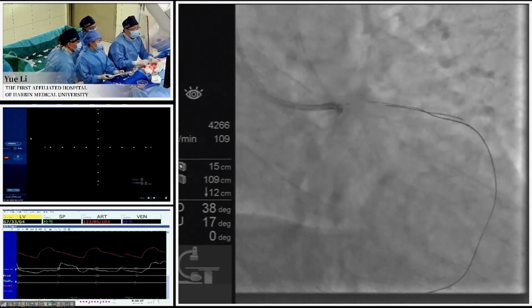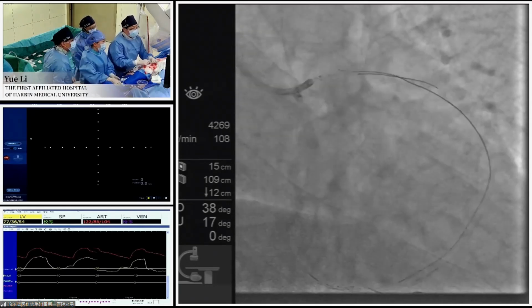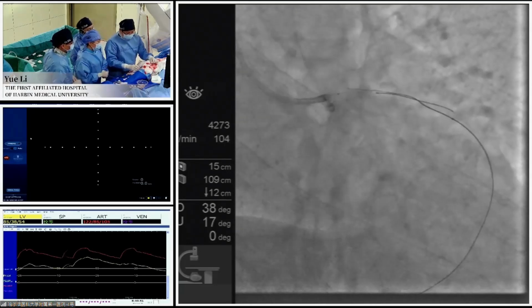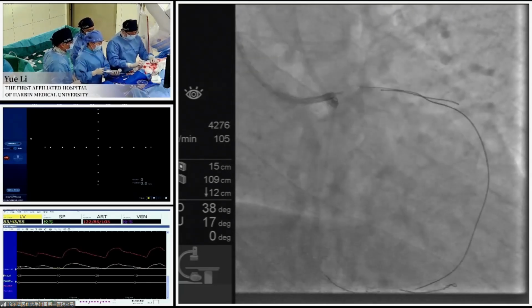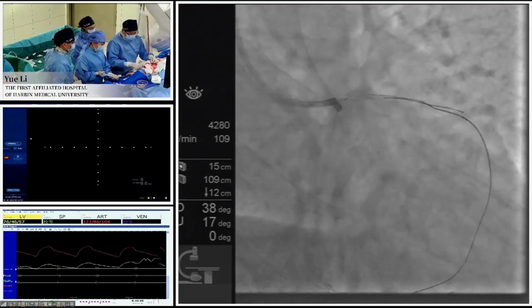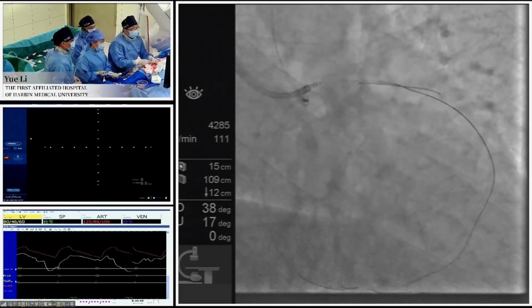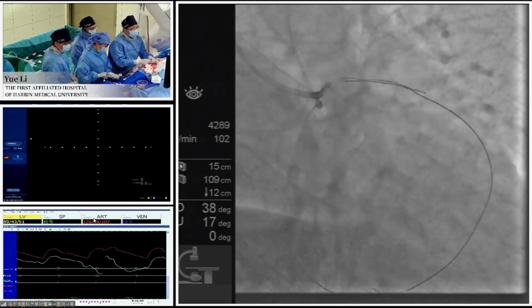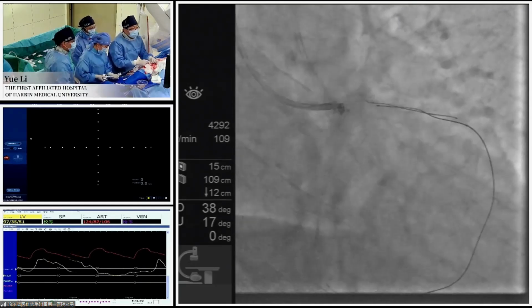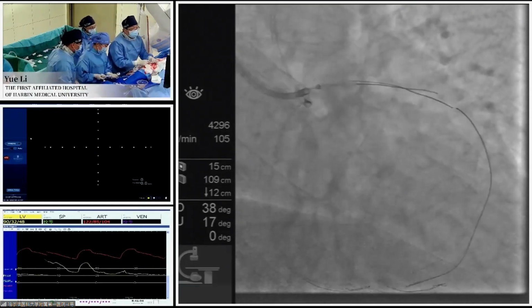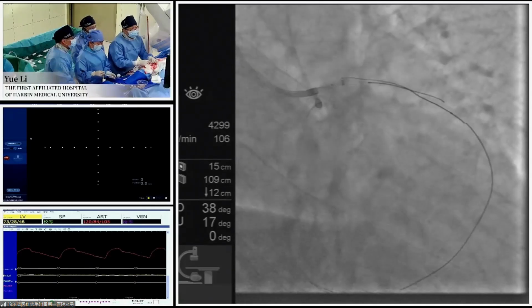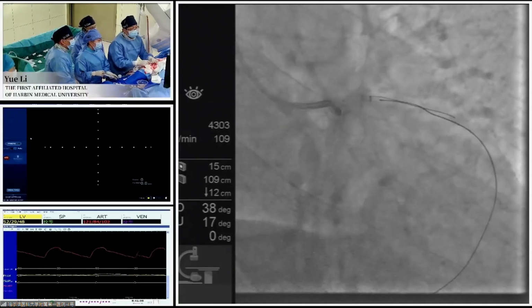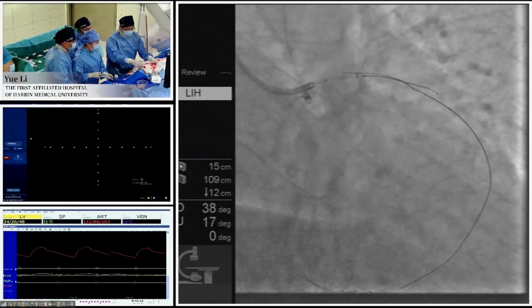wire. Yes. Okay. So a little bit of inflation. Okay, 10 atmosphere. Okay, down. Okay, we can see just with the help of the balloon, maybe easily advance.